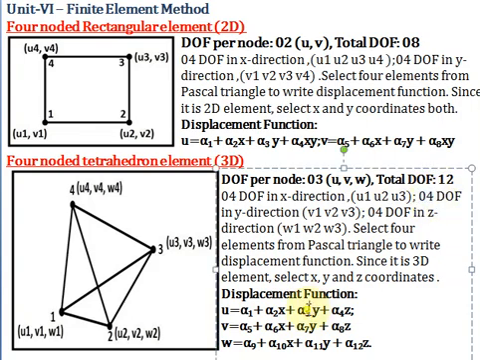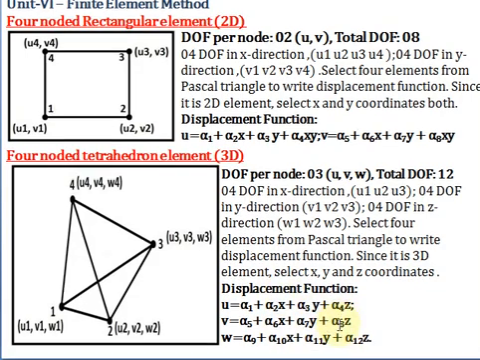So you have to select the 4 values from the Pascal triangle. So it will be 1, x, y and z. Sorry, here we have to refer to the 3D Pascal triangle, which we have seen in the last lecture. So it will be alpha 1, alpha 2x, alpha 3y and alpha 4z. For the displacement function for v, it will be alpha 5 plus alpha 6x plus alpha 7y plus alpha 8z, and then similarly for w.